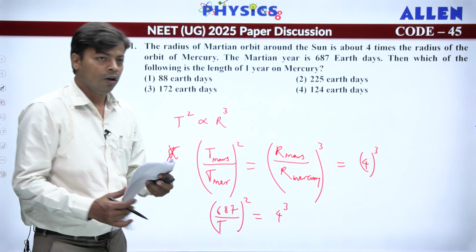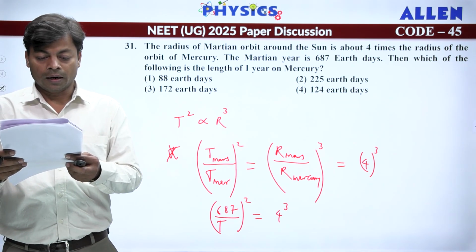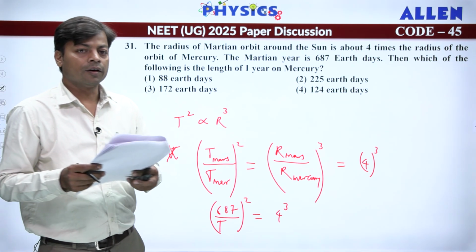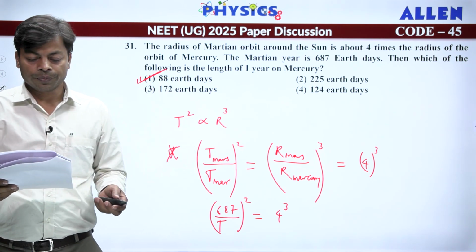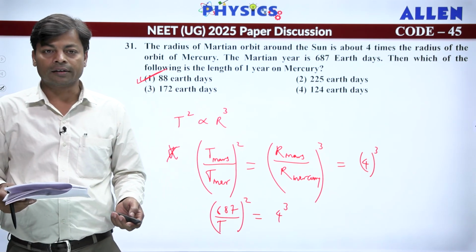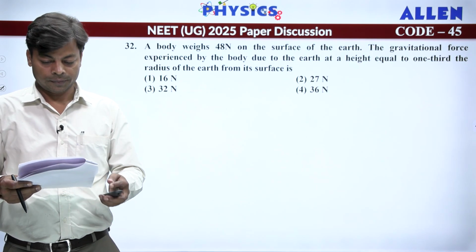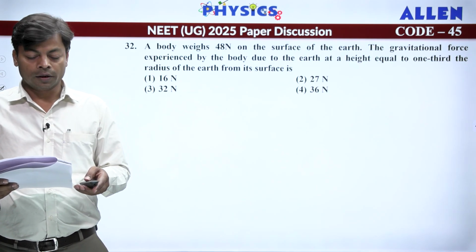If we solve this, we will get the answer as 88 Earth days. That's the answer we are going to get. Solving this equation, we will get the first option. We will go to do question number 32.